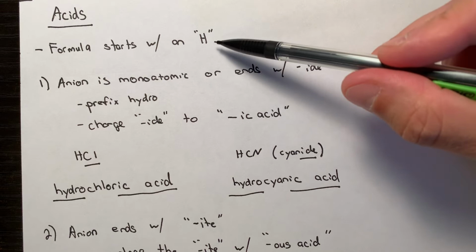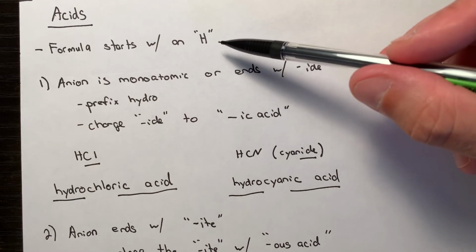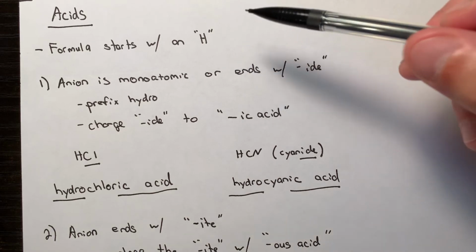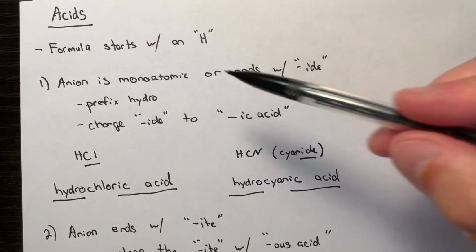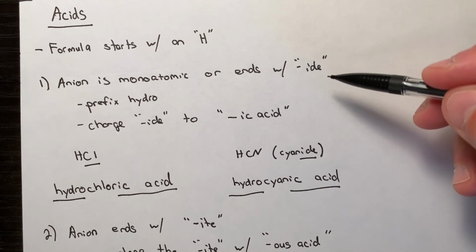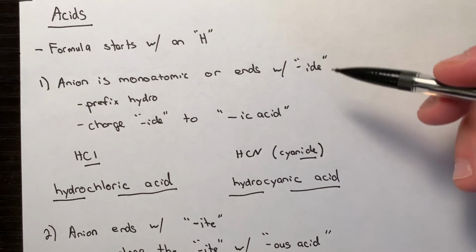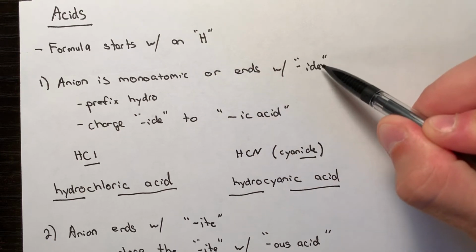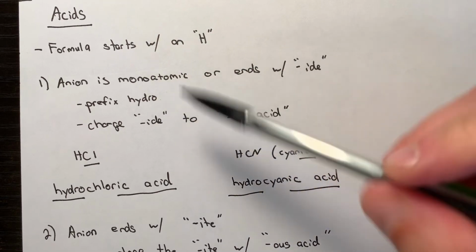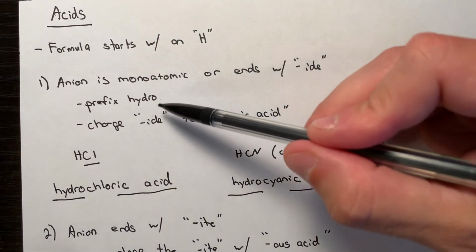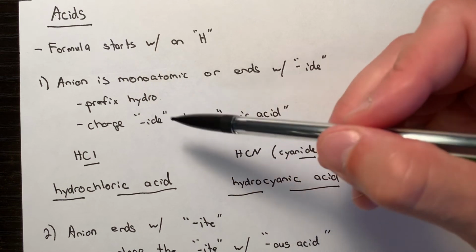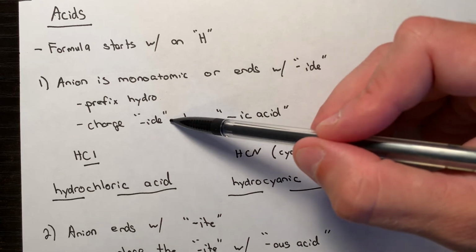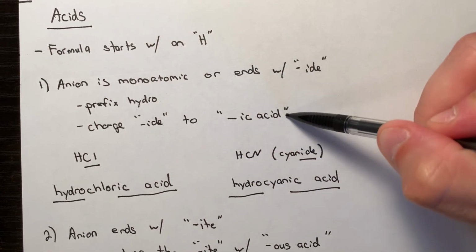Here we're tipped off that a compound is going to be an acid because it starts with a hydrogen. We have 3 different types of acids. The first type we're going to deal with is where the anion is monoatomic or ends with IDE. The monoatomic is going to be a little bit more popular, but we will see some examples in a second. So there are 2 steps to this naming convention. The first is that we're going to use the prefix hydro, and we're going to change the suffix of our anion from IDE to ic acid.